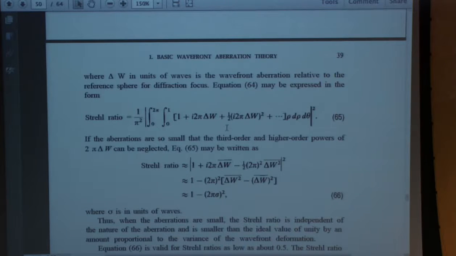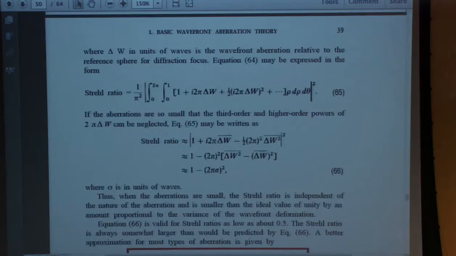Now, the Strehl ratio, which is giving us the peak intensity with the aberration divided by what it would be without aberration, is really a quantity that's useful only if we have a small amount of aberration, a Strehl ratio somewhat close to 1. With a small amount of aberration, I can throw away the third order and higher order terms of 2 pi delta W.